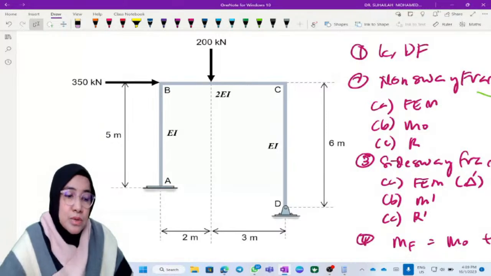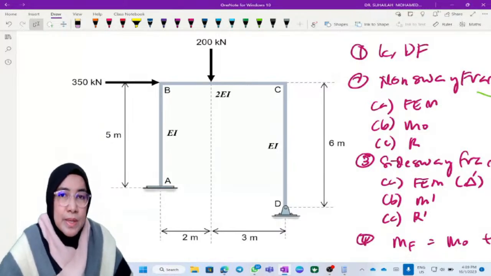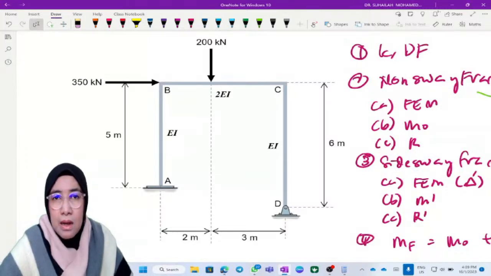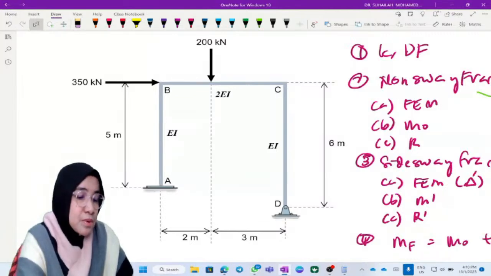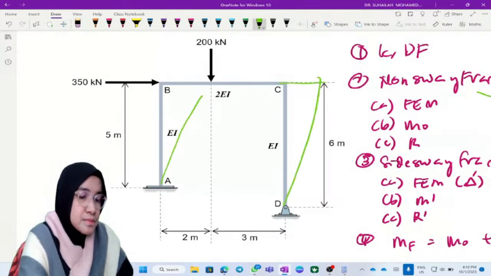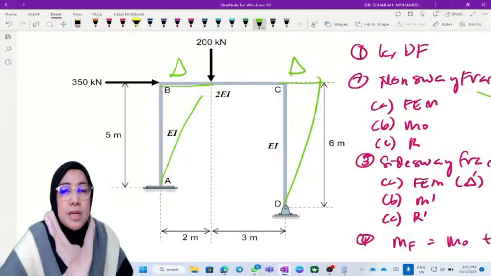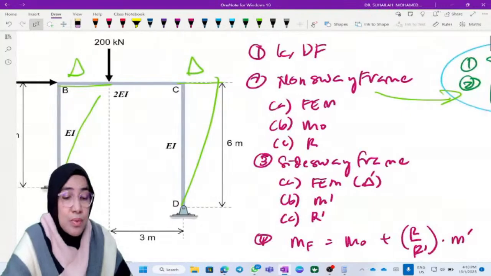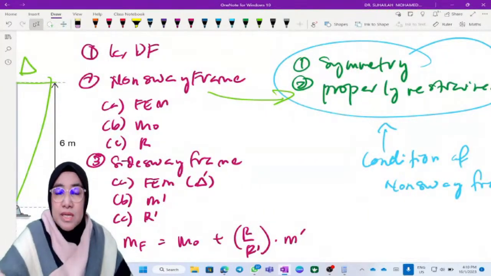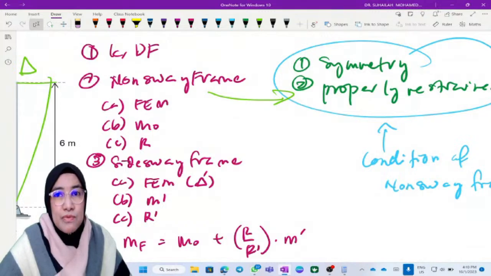So this frame will give us the moment and member moment which come from delta and external loading. So what we need to do first under step number 2, non-sway frame, is remove delta, because in the original condition we have a combination. When we want to remove delta, we have to change the original frame to a fully restrained frame by putting an imaginary support.